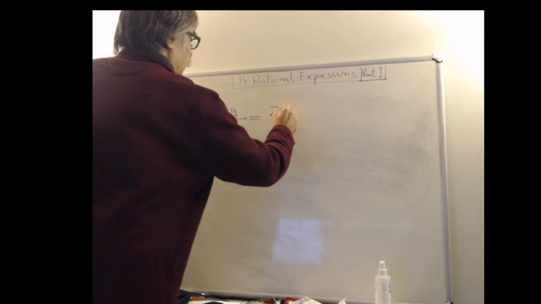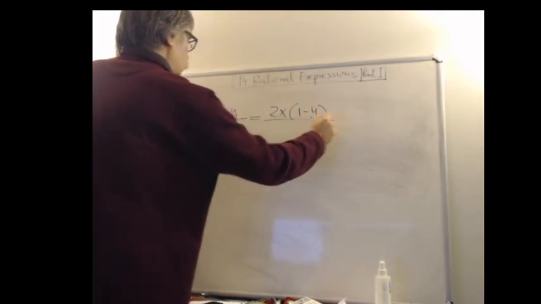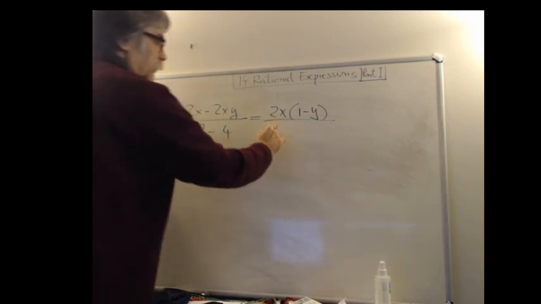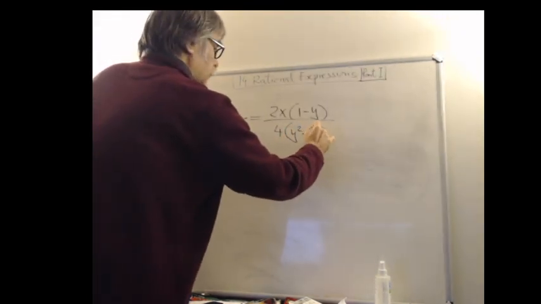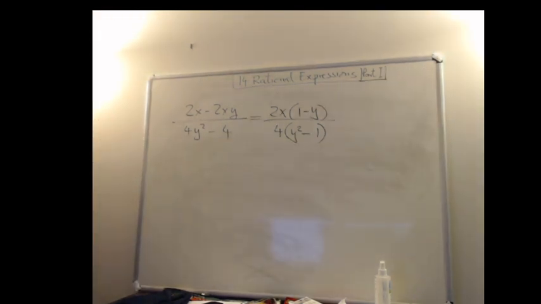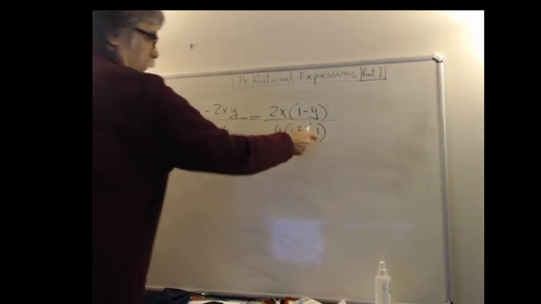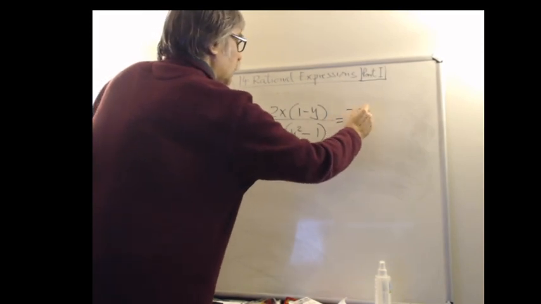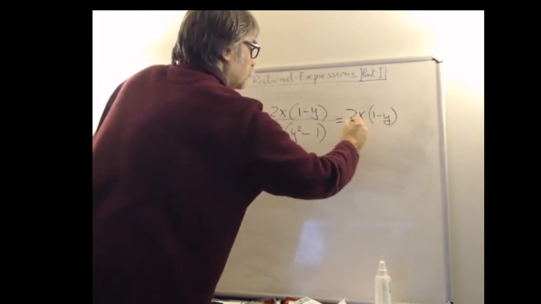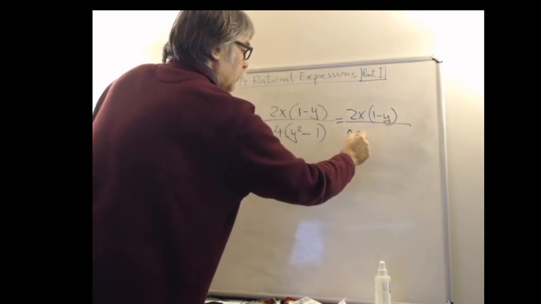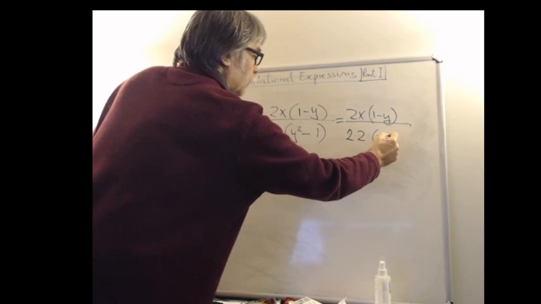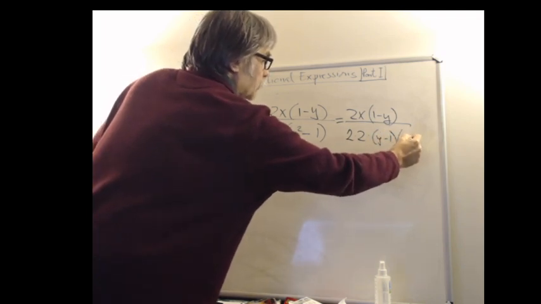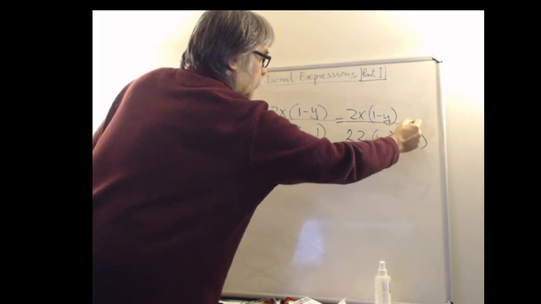On the top I have 2x and I have 1 minus y. On the bottom I have 4 as a common factor, and I'm leaving y squared minus 1. So extract the 4. 4 times y squared is 4y squared, and 4 times 1 is 4. This is not done yet because this guy here is a difference of 2 squares, square of y, square of 1. So you need to do one step further. So you have 4, 2 times 2, right? And on the bottom you have y minus 1 and y plus 1. That's the factorization of a difference of 2 squares.